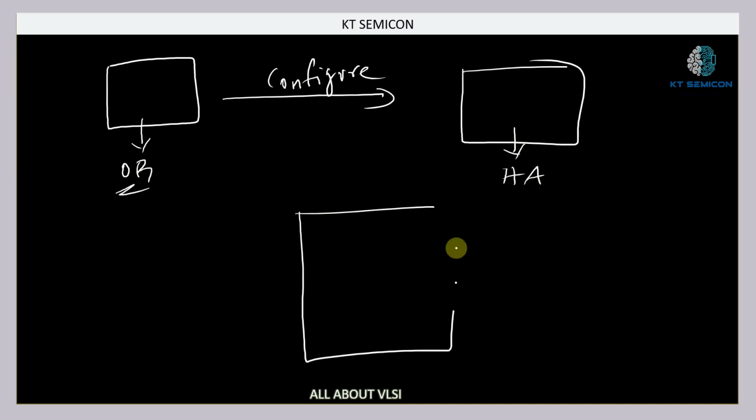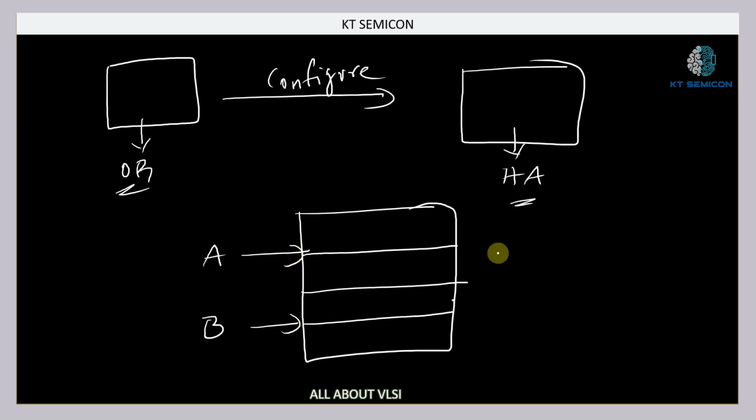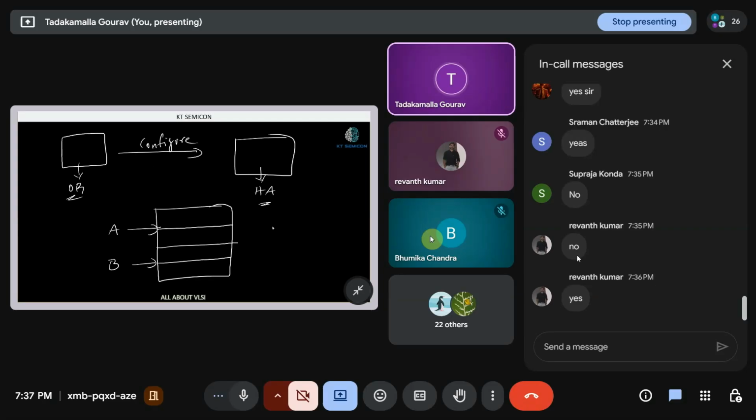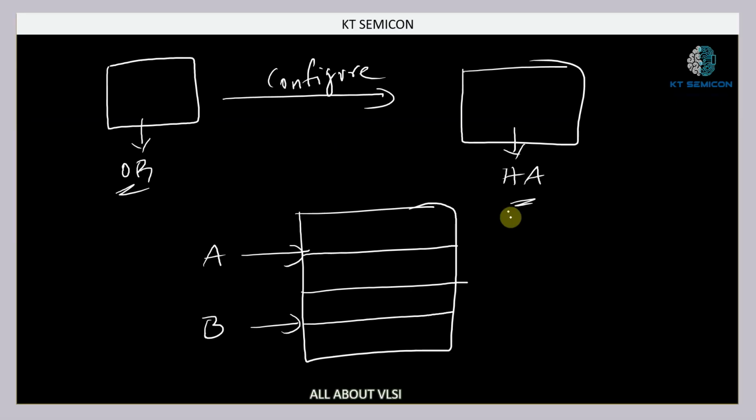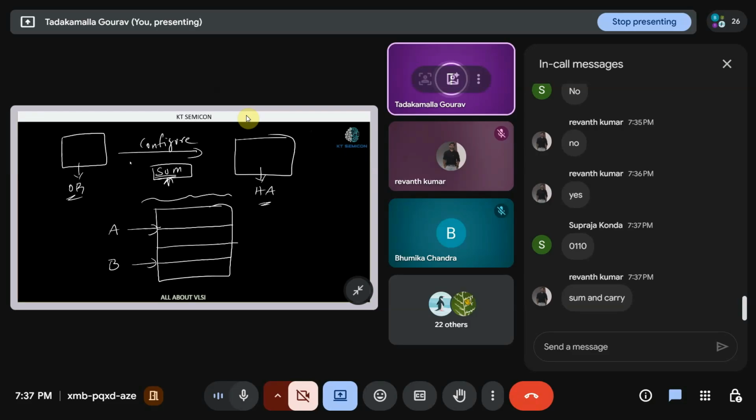I'm going to take a two-input LUT only, because a half adder is a two variable function, right? So I'm going to have four memory locations. Now tell me, what should be the values present inside these memory locations such that this LUT can work as the sum of a half adder? Can anyone tell me?